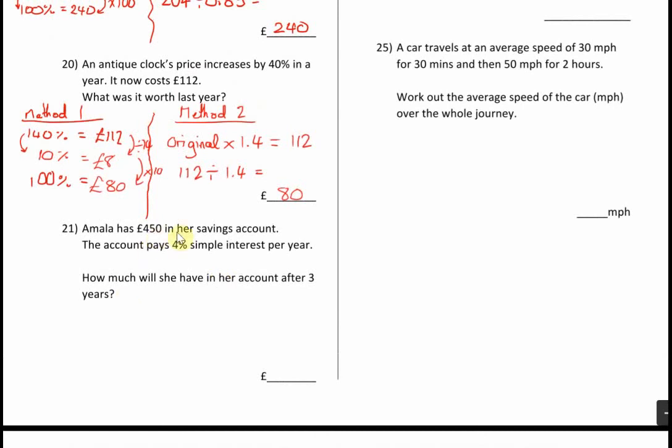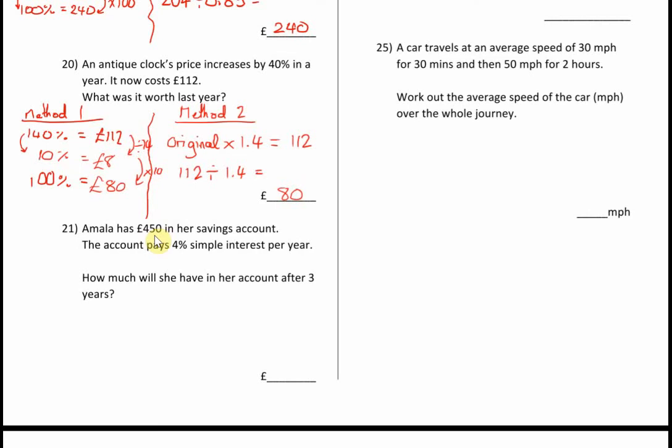Number 21. Amalia has £450 in her savings account, and the account pays 4% simple interest per year. So simple interest is just where the interest does not accumulate. You don't get interest on top of your interest like you do with compound interest. So she's going to get 4% of this in year 1, and then she's going to get the same amount in year 2, and then the same amount in year 3.